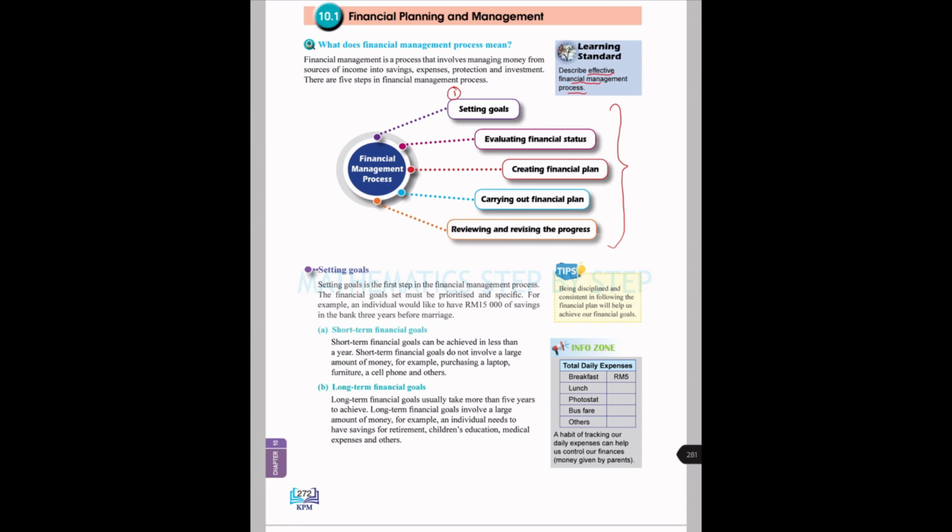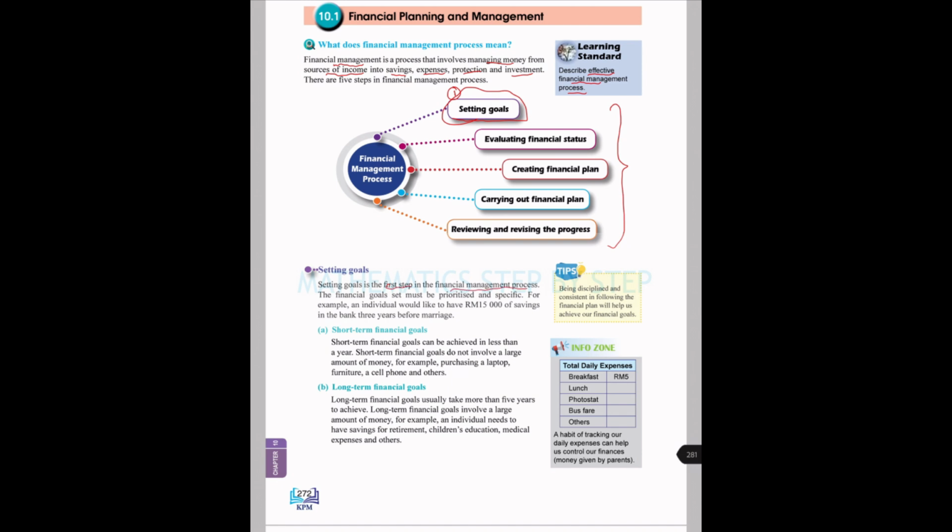Okay, so first of all, financial management is a process that involves managing money from sources of income into savings, expenses, protection, and investment. Okay, so the first step is setting goals. No matter if we are a student, or the CEO of a company, or the mother of a child, we will have goals also. So setting goals is the first step in the financial management process.